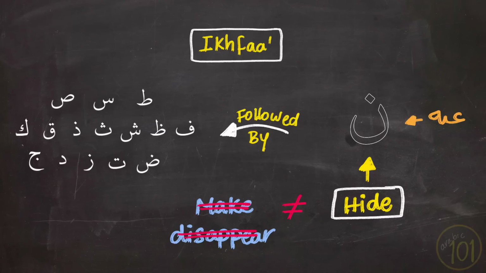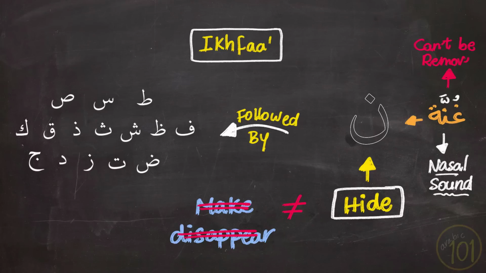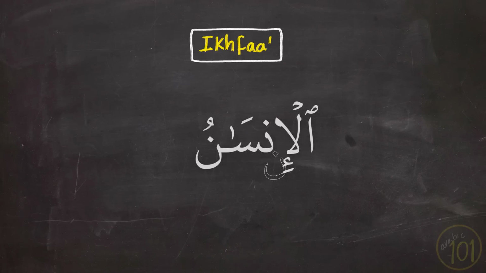This shadow, so to speak, is the ghunnah, the nasal sound of the nun, which will always be present, just like you can't get rid of your shadow even when hiding. That's why we say al-insan, while essentially hiding the nun, and only its ghunnah is present. Al-insan. So the nun is hidden, but its shadow is present in the form of the ghunnah.